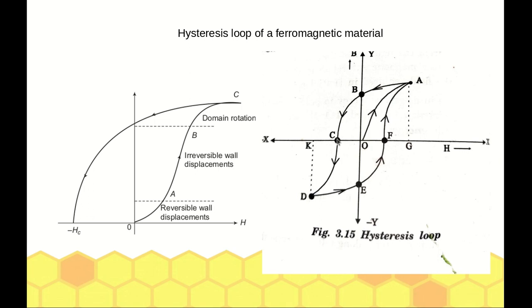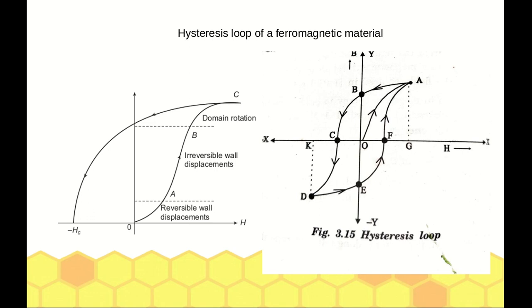Beyond this, at the point C, the segment OC is known as the coercivity. So coercivity is the amount of magnetic field applied, this one, OC, in the reverse direction to remove the residual magnetism completely. To completely remove the magnetization in a ferromagnetic material, the magnetic field is given in the reverse direction.